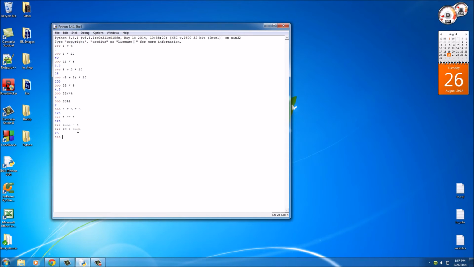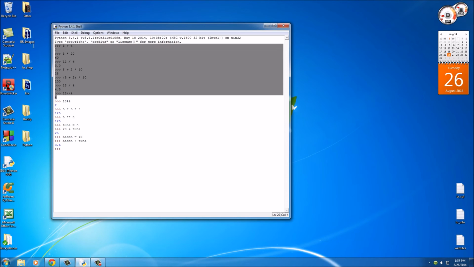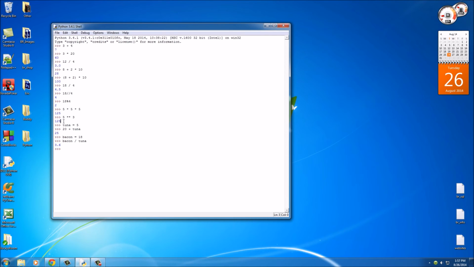Now you can actually use all variables in your equation. So if you have tuna equal to 5 and bacon equal to 18, then what you can do is put bacon divided by tuna, which is pretty much saying, okay, 18 over 5, and that is 3.6. So if you guys ever want to know what bacon over tuna is, it is 3.6. Pretty interesting. But now we know the basic math operators, also some cool extra things like exponents and stuff, and also how to divide bacon over tuna.